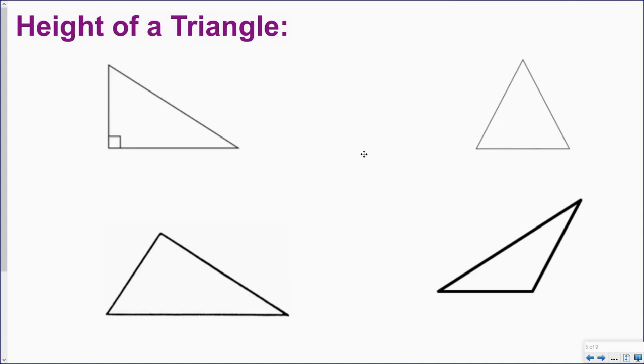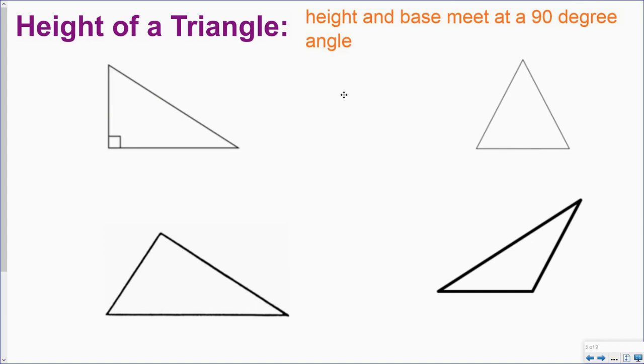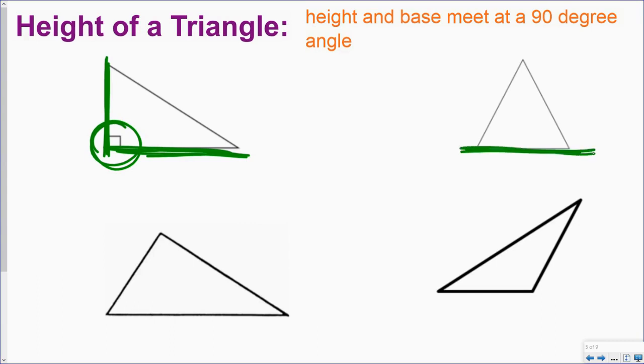So let's take a look at the height of a triangle. Height and base meet at a 90-degree angle. In my first triangle here, it's pretty easy to see. Here is my base, and here is my height, and they meet at this 90-degree angle right here. That is going to happen every single time. So in this triangle, here is my base, so my height has to meet at 90 degrees. So here is the height of my triangle, because right here is a 90-degree angle.